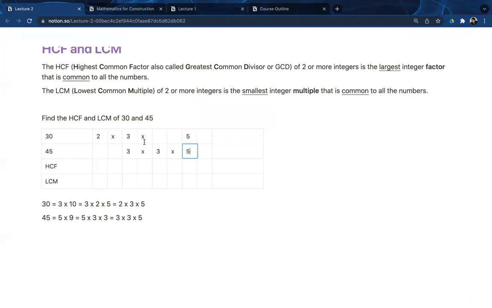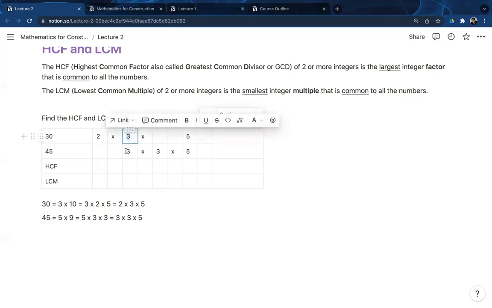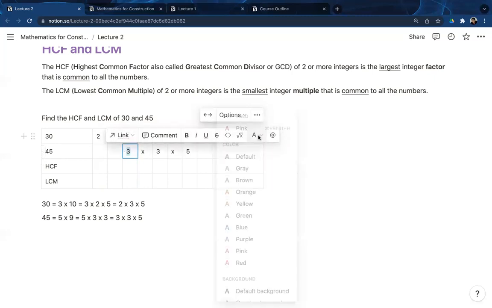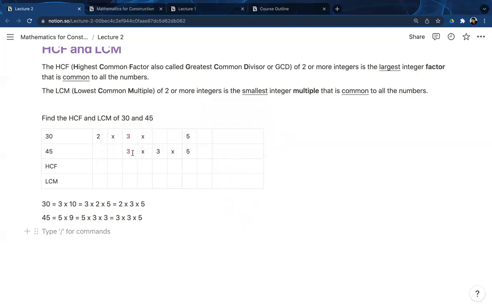So the idea is we write the factors, the prime factors in a table, but we align the columns in terms of the factors, right? So this 3 here for 45, this goes together with this 3 here. Okay. So this 3 could change the color to pink and bold it. Same thing here. So the 3 is common.